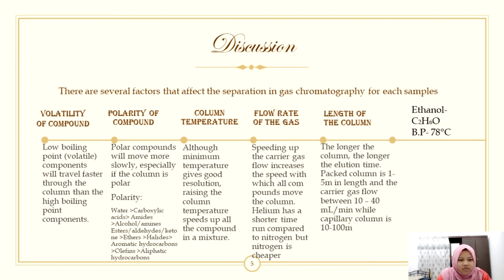So packed column is 1 to 5 meters in length, and the carrier gas flow is between 10 to 40 milliliters per minute, while capillary column is 10 to 100 meters in length. So here is the ethanol molecular formula, and the boiling point for ethanol.